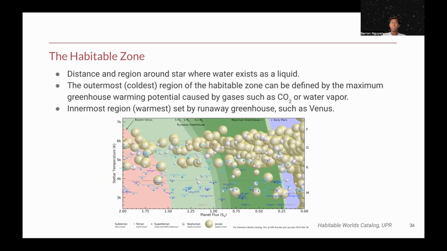So it's the distance and region around the star where water exists as a liquid. So at first, this can potentially be quite easy to figure out. You can just measure the equilibrium temperature, but that is just an approximation. Really, the true definition is that the outermost or coldest part of the habitable zone is defined as the maximum greenhouse warming potential caused by gases such as CO2 or water vapor. So how much of an atmosphere can you have that raises the planetary surface temperature beyond what you would expect from just a bare rock planet?